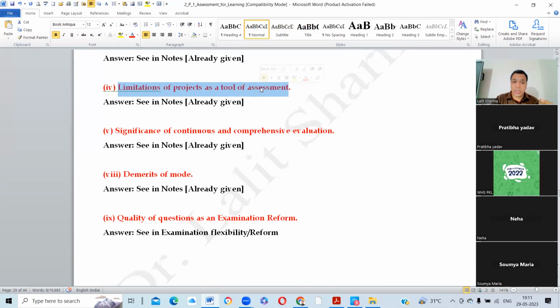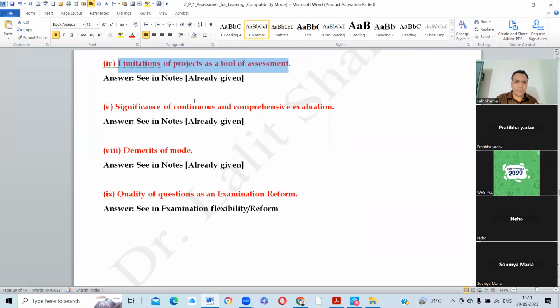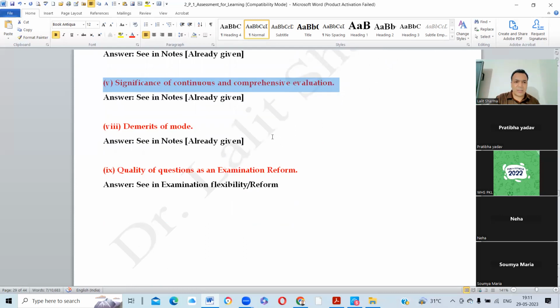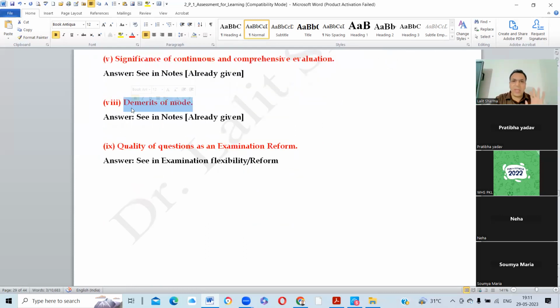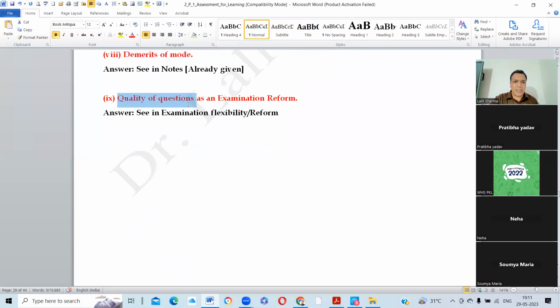Questions भी आया था short questions. है ना? Question क्या था? Project as a tool of assessment. So under that you can see the limitations. Fifth question is significance of continuous and comprehensive evaluation. I know that throughout, we discussed continuous and comprehensive evaluation, and significance. So you can see that from the last notes. Demerits of a mode. Today we have covered the mode, under the merits and demerits. Okay. Quality of question as an examination reform. So under the examination reform, you can see that.